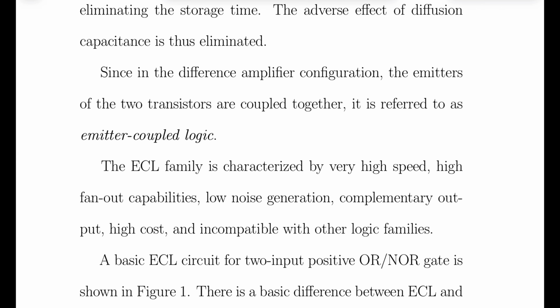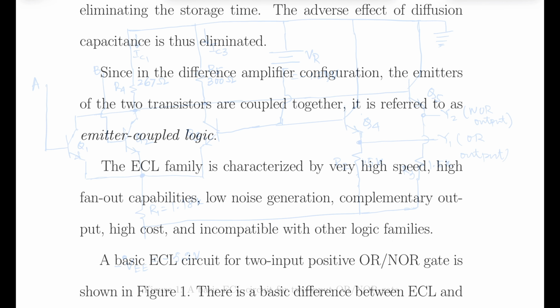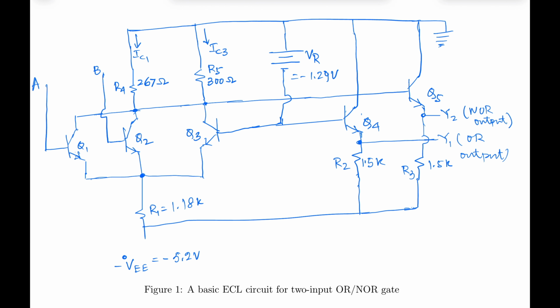The emitter-coupled logic family is characterized by very high speed, high fan-out capabilities, low noise generation, complementary output, high cost, and incompatible with other logic families. A basic ECL circuit for a two-input positive OR/NOR gate is shown in figure 1.